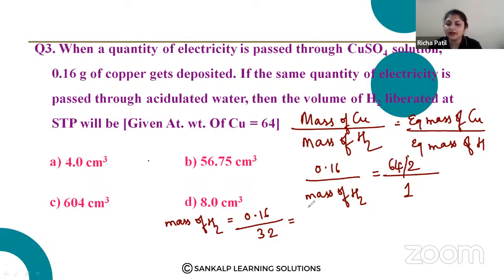After solving, you get this as 0.5 into 10 raised to minus 2 grams, which you can write as 5 into 10 raised to minus 3 grams.